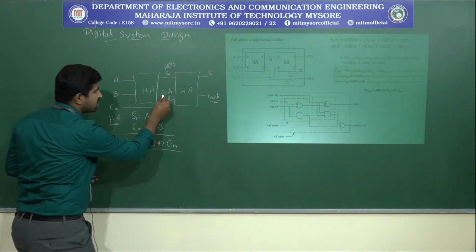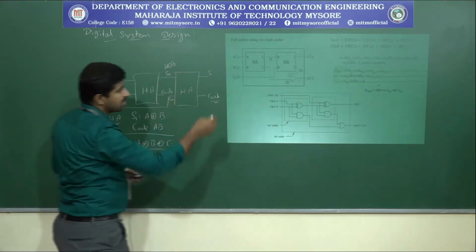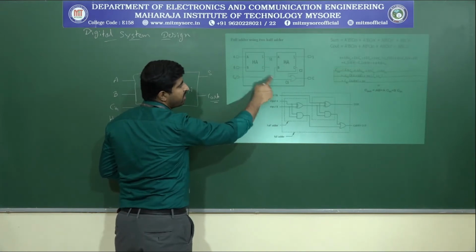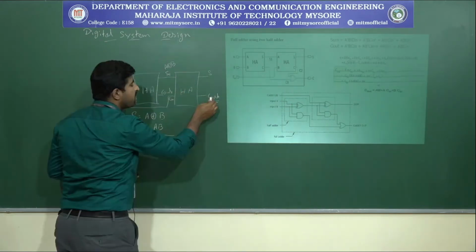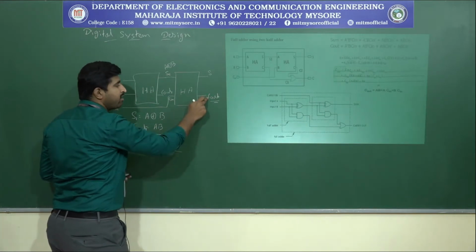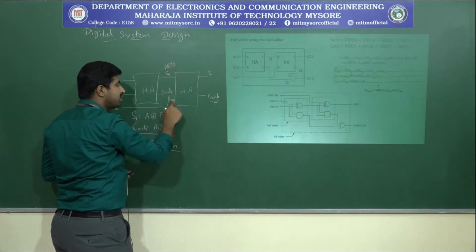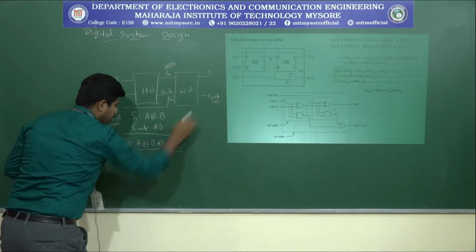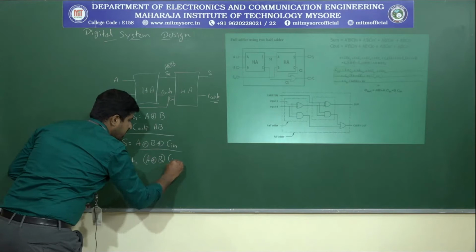See here, what is the carry we are going to get? That is A into B. Now what is the circuit we are connecting here? The carry out of the first half adder will be ORed with the carry out of the second half adder. What is the carry out of the second half adder? That is the AND of its inputs. What is the input for the second half adder? A XOR B and C in. So the carry is A XOR B into C in.